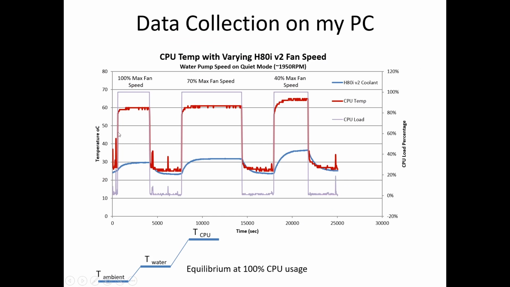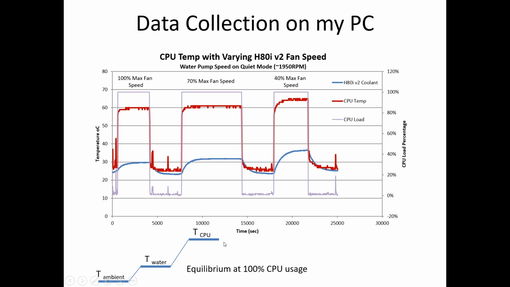So now we can control the fan at different speeds. Let's start off with the fan at 100%, so that's full speed. Basically, the way the cooling is working is we've got the ambient temperature, which in my case was about 19-20 degrees. Then we've got the temperature of the water that it eventually gets to at equilibrium, and then we have the temperature of the CPU at equilibrium.